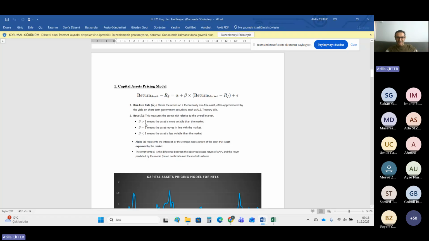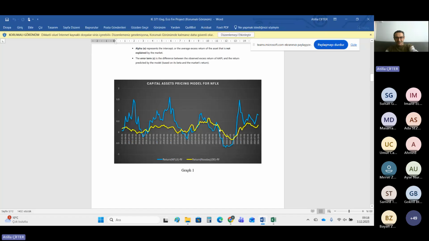When beta is bigger than 1, it means the stock is more volatile than the market. If it's equal to 1, it means that the movement of the individual stock is in line with the same as Nasdaq. And if it's smaller than 1, it means that the stock is less volatile than the market. Okay, so here, these are the explanations. This is the graph that you need to update here.